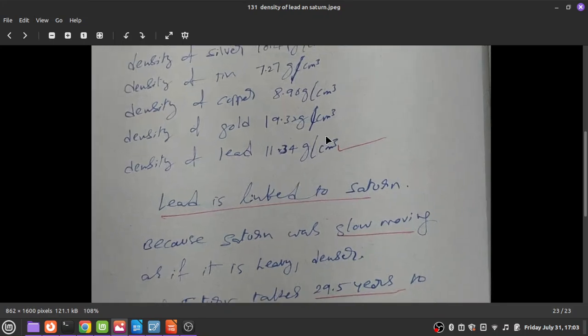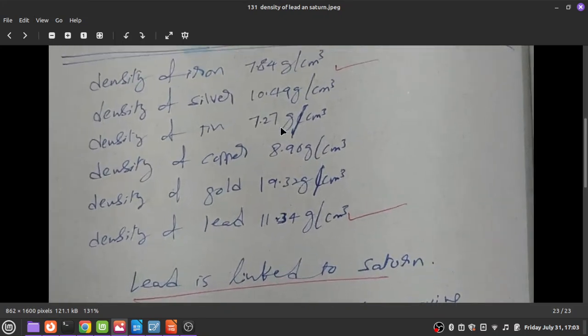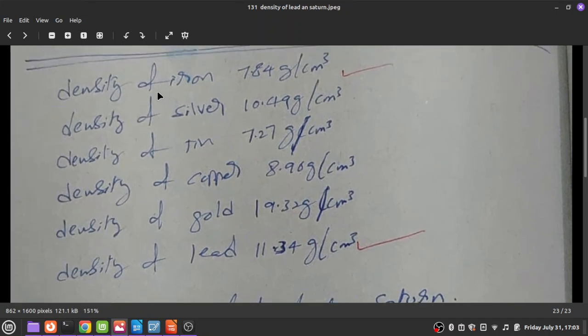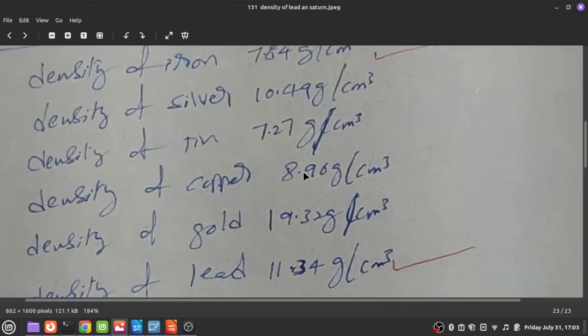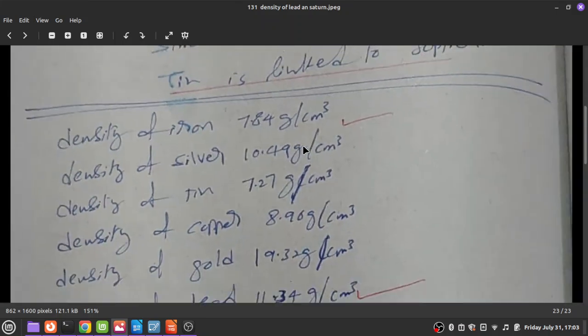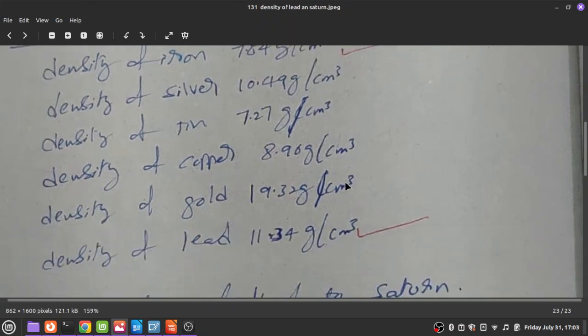Now consider the densities of different metals. The density of iron is 7.84 grams per centimeter cube. The density of silver is 10.49 grams per centimeter cube. Density of tin is 7.27, copper 8.96, gold 19.32, and lead is 11.34 grams per centimeter cube. See, out of all these metals, gold has a very large density, 19.32 grams per centimeter cube.